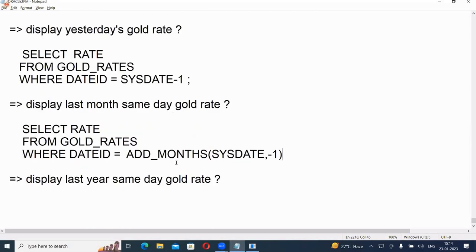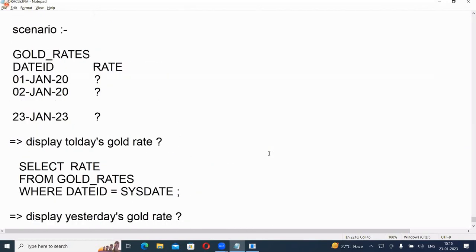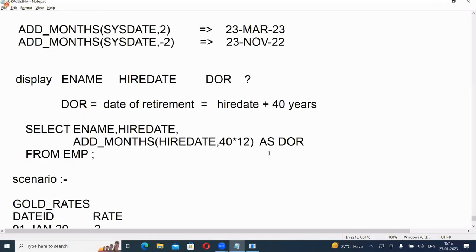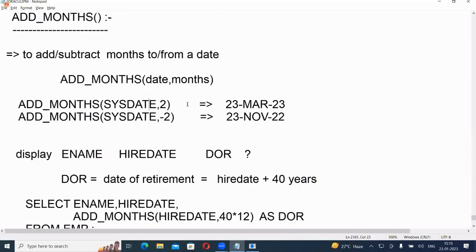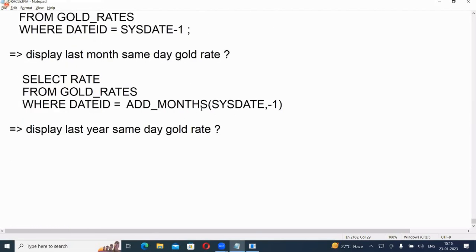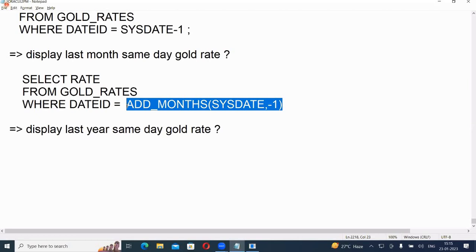Last month same day. How to get the last month same day? System date minus 1 month should be subtracted. How to subtract 1 month? Add months, minus 1. Plus means added. Minus means subtracted. So add months of system date, minus 1. What does this give? Last month same day. That is 23rd December 22.